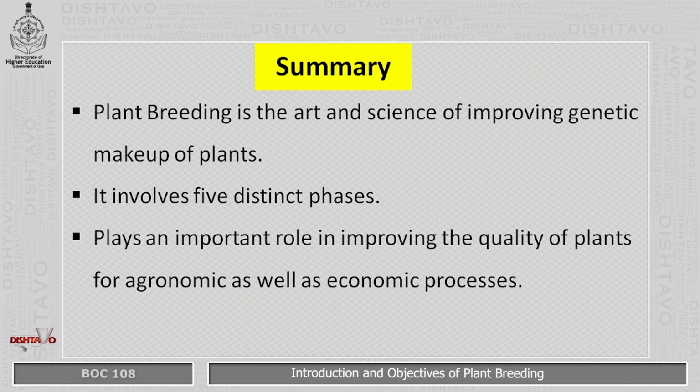Summary: plant breeding is the art and science of improving the genetic makeup of plants. It involves 5 distinct phases and it plays an important role in improving the quality of plants for agronomic as well as economic purposes.